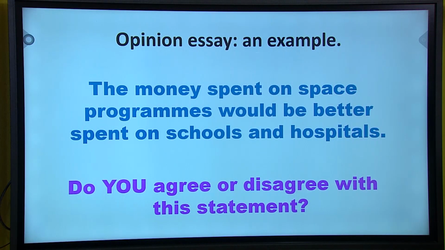Let's look at an example of this essay type. I'll just read the title that was given. The money spent on space programs would be better spent on schools and hospitals. So, you have that in front of you in the exam. Do you agree or disagree with this? Do you think that is correct? Or do you disagree with the statement?